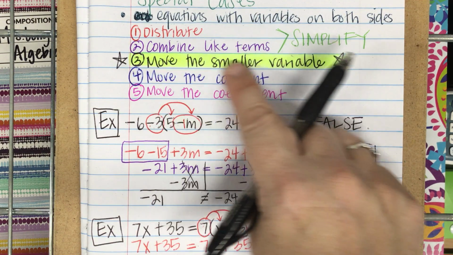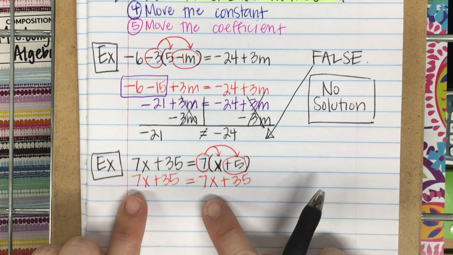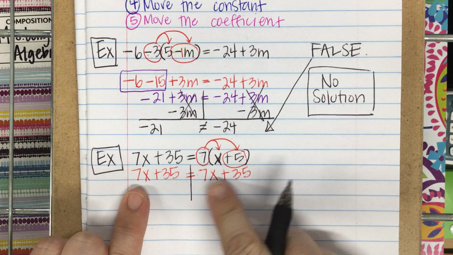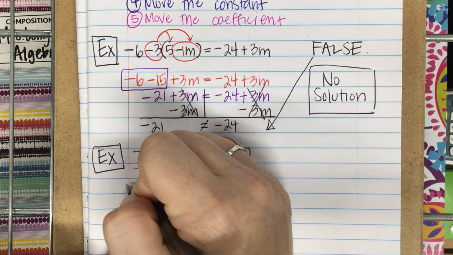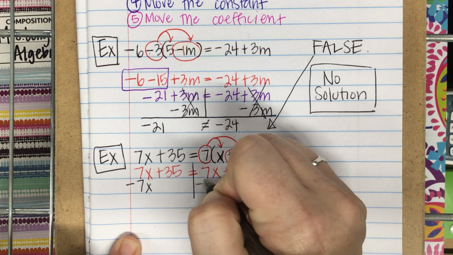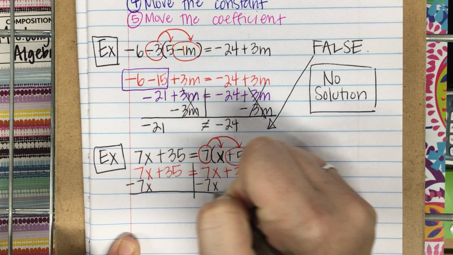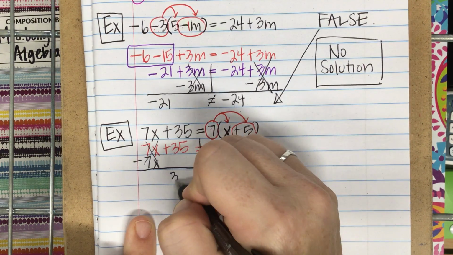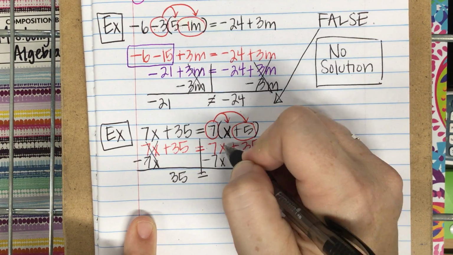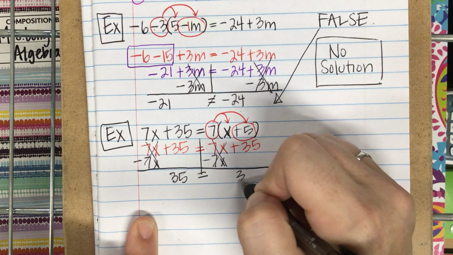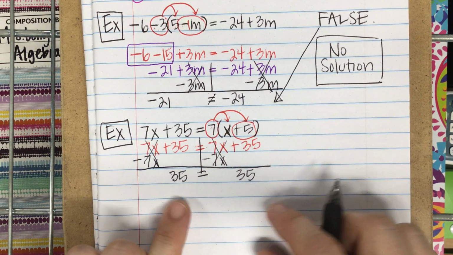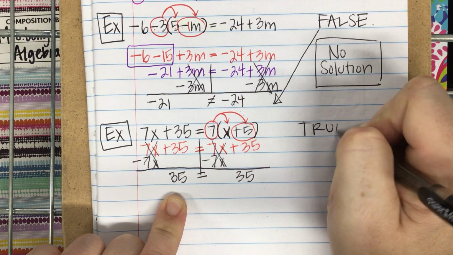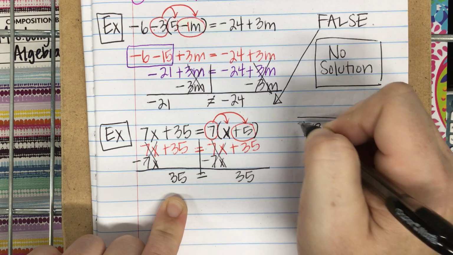Then I say step 3, move the smaller variable, because I do have variables on both sides. But which one's smaller? Neither. They're both the same. So I'm going to subtract 7x and subtract 7x. That cancels out. And I have 35 equals 35, which is a true statement, right?